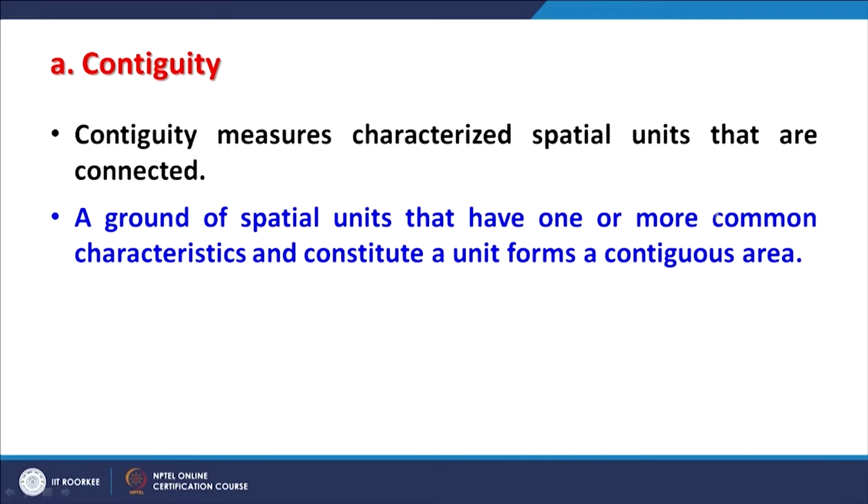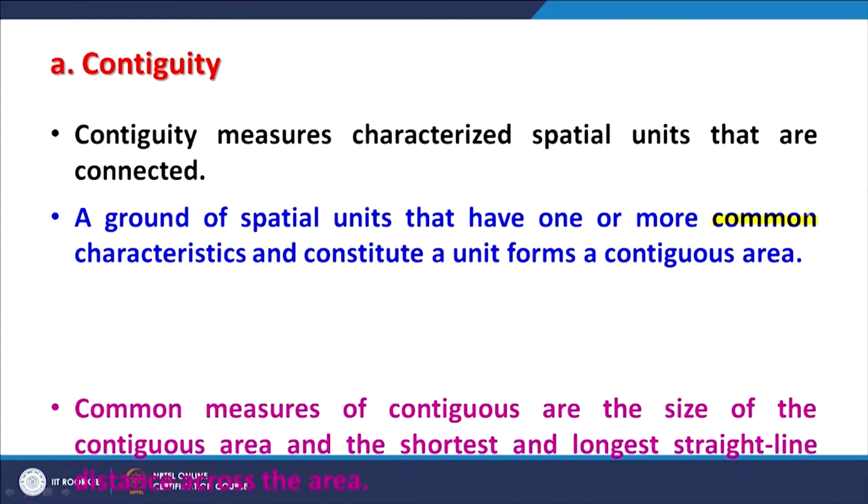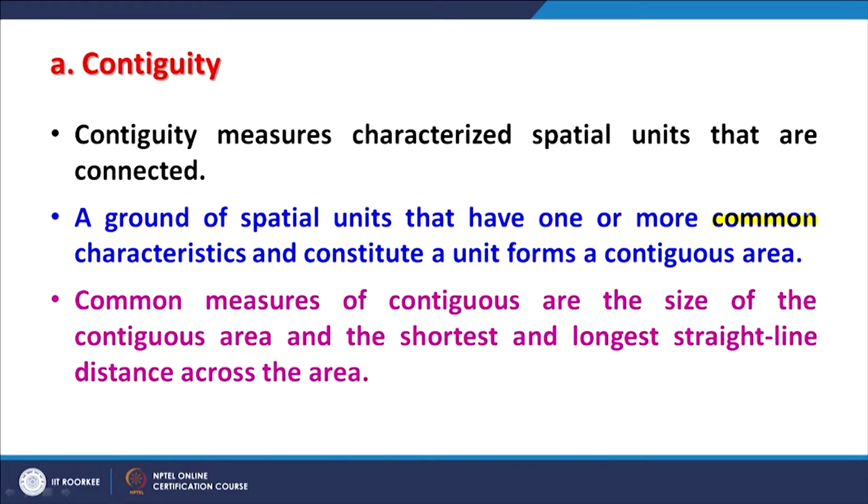Now, common characteristics is another essential requirement, and a constituent unit forms a contiguous area. Common measures of contiguous area are the size of the contiguous area and the shortest and longest straight line distance across the area. So, these conditions will come under this contiguity function.